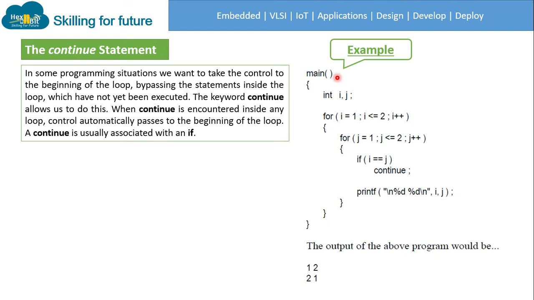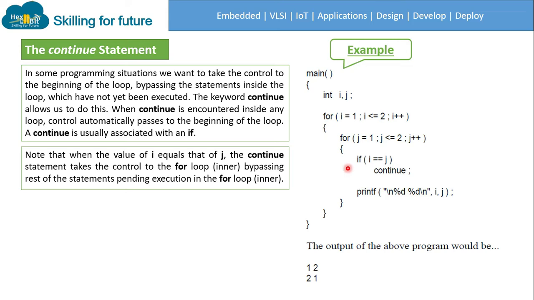Within the main function there are two variables defined, i and j. Two for loops are there. One is for i equal to 1, i less than or equal to 2, i plus plus, and within the body of this for loop we have another for loop for j equal to 1, counting up to j less than or equal to 2. Within the body of the inner for loop you will note that when i is equal to j, the continue statement takes the control to the inner for loop.